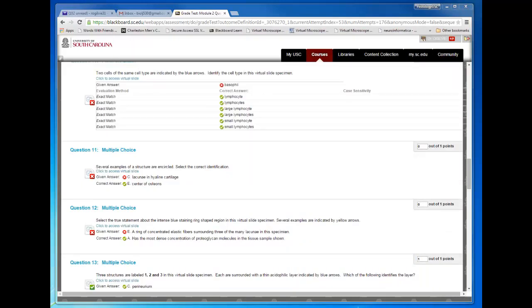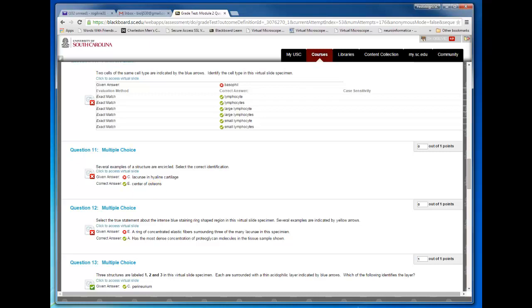The last question that I'm going to use as an example of one that's missed, and why it may have been missed, is Question 11. Several examples of a structure are encircled. Select a correct identification. The correct identification was center of osteons. Now you had choices in this multiple choice. I'm not showing you all the choices, but the correct choice was this. There was no choice that said Haversian canal.